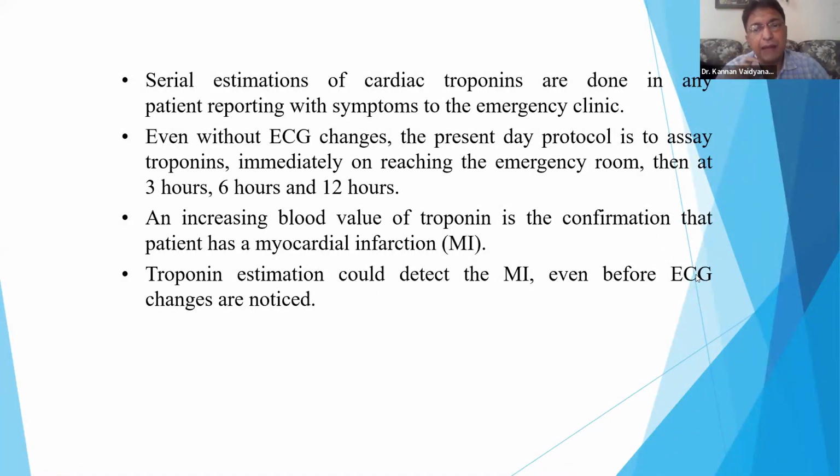Rather than any absolute value of troponin, the increasing blood value is more indicative of myocardial infarction. Of course, the high values also indicate myocardial infarction, but a value which is increasing is better than just a single value. That is why serial estimations are done. And troponin estimation could detect the MI even before the ECG changes are noticed to a certain extent.